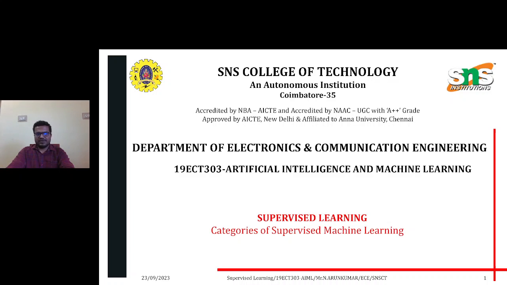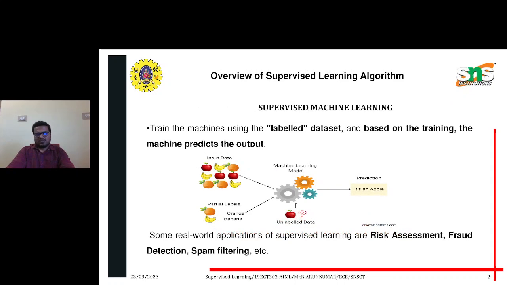In this video, we are going to discuss artificial intelligence and machine learning. In general, machine learning has three types: supervised machine learning, unsupervised machine learning, and reinforcement learning. In this video, we are going to discuss supervised learning. The approach used for supervised machine learning is training the model. The input has to be trained to the concerned model or machine.